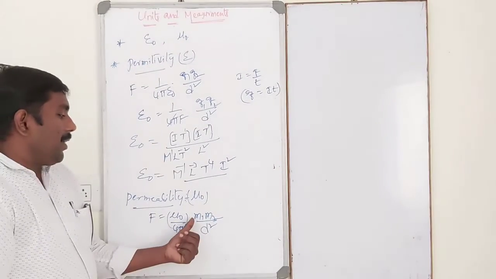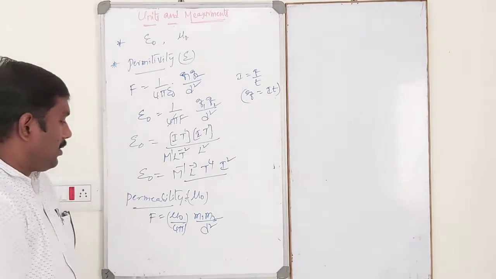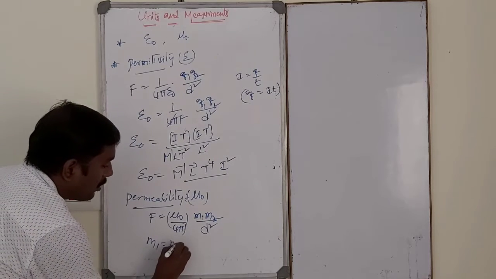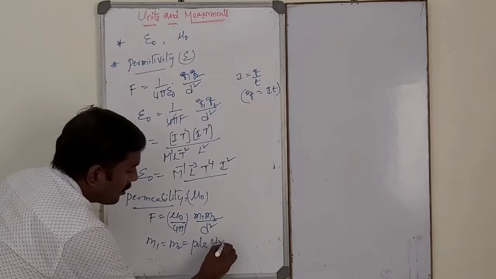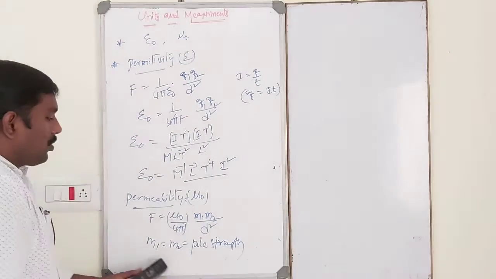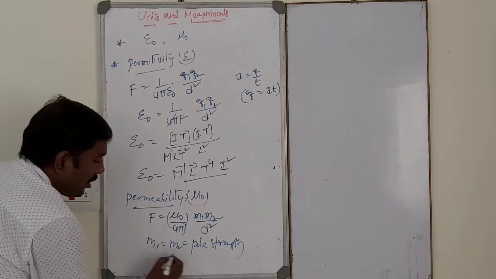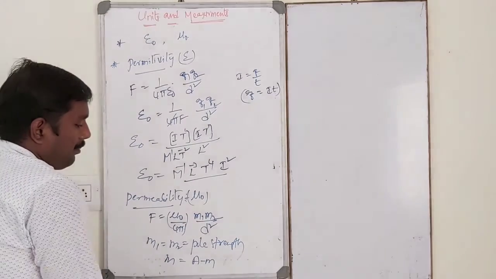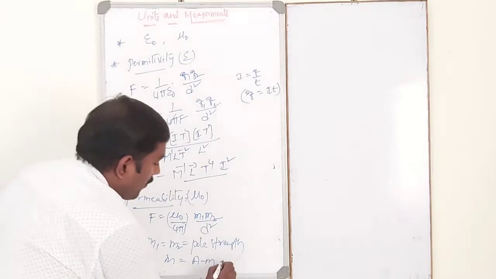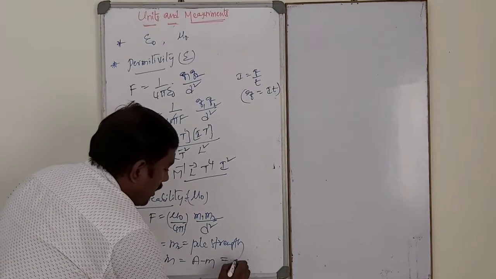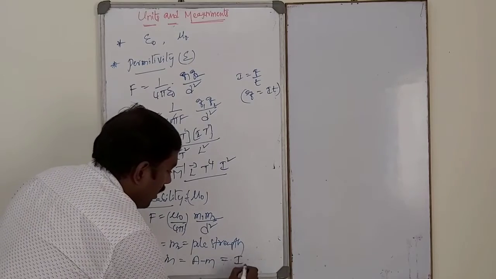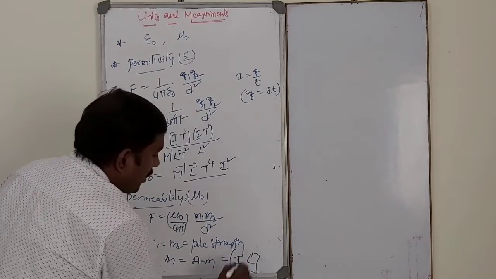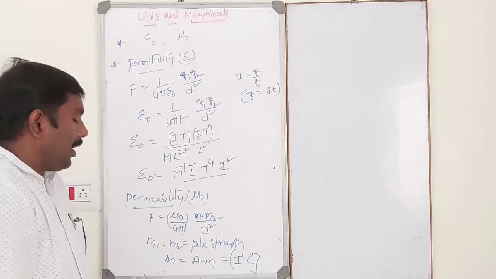So dear students, please remember it. In this case, m1 and m2 are pole strengths. What is the dimensional formula for pole strength? Simply, what is the SI unit of pole strength? Ampere meter. So the dimensional formula for pole strength, ampere is I, meter is L. So the dimensional formula for pole strength is I into L.